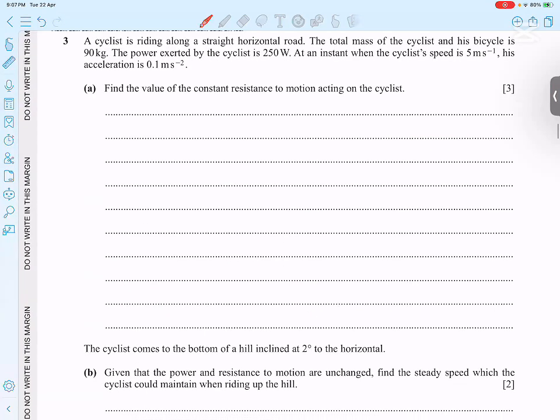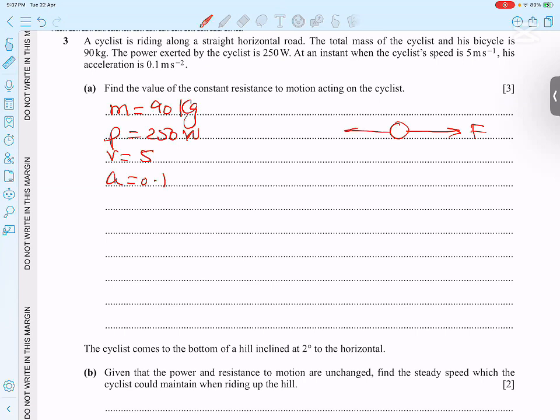A cyclist is riding, question number 3 we have, along a straight horizontal road, and the cyclist's total mass is given as 90 kilograms. The power being exerted is 250, and the speed at that moment is 5 and acceleration is 0.1. I think this is not a hard idea.